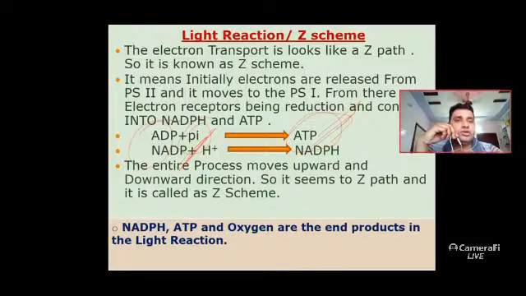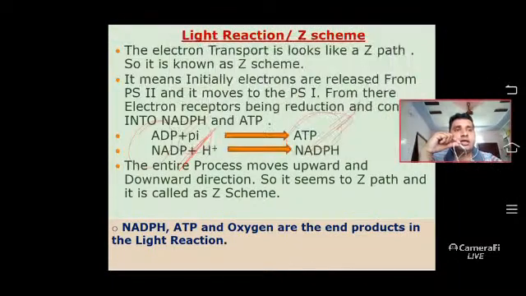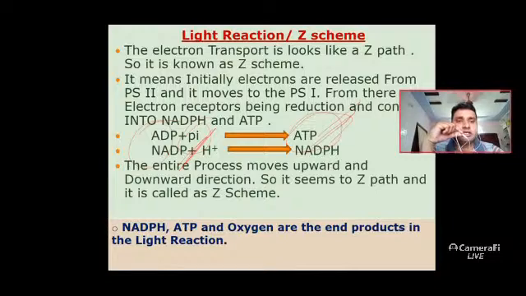Before I conclude this topic, I will explain very clearly that three processes are involved in this light reaction. One is light absorption. The second is that light should be utilized, meaning water utilizes the light, that is photolysis of water. And the third one is electron transport. Whenever water breaks down into oxygen, electrons and protons are released, and these are used in the Z scheme.